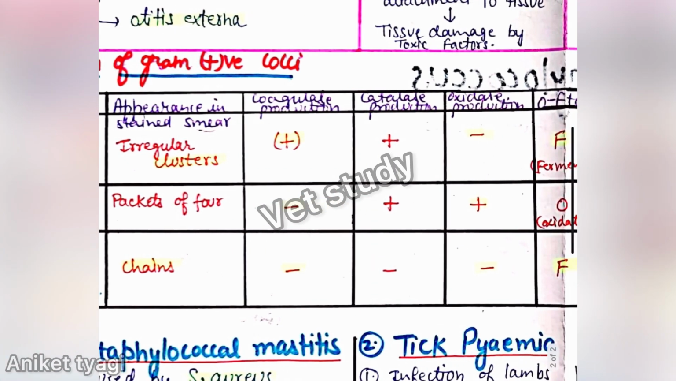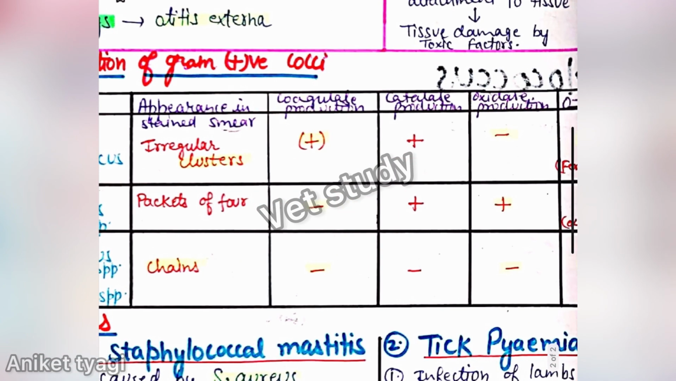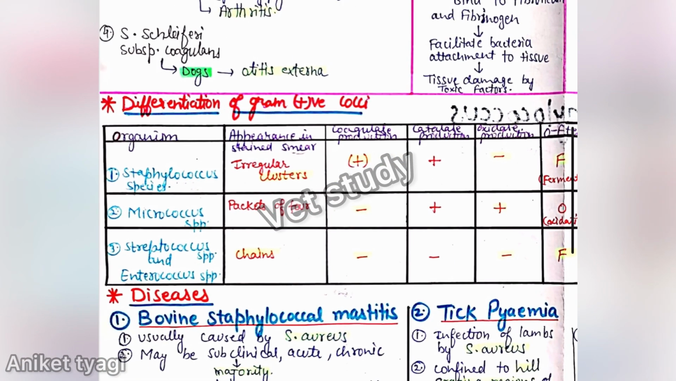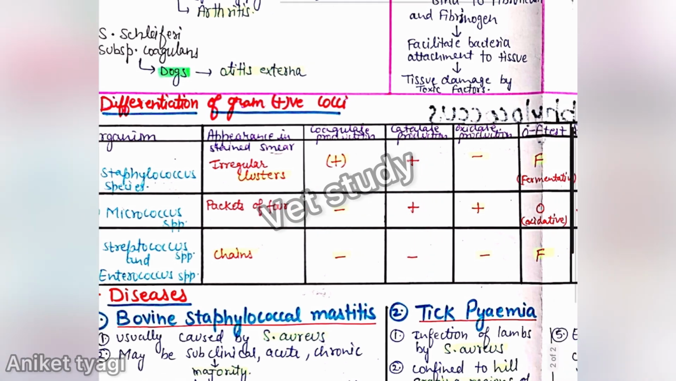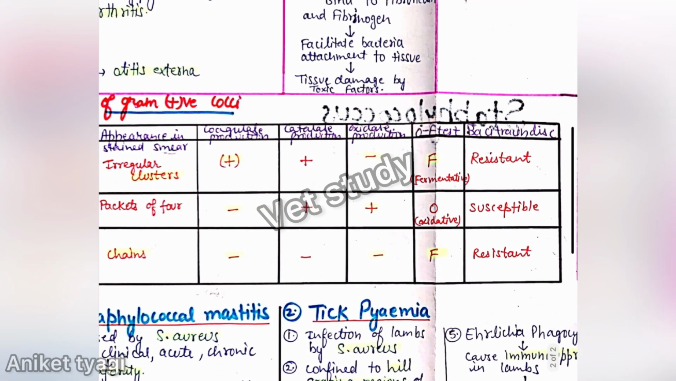If I talk about coagulase production, yes, Staphylococcus produces the coagulase enzyme, whereas Micrococcus and Streptococcus do not produce coagulase. This is a very important differentiating feature. After this, we have catalase production. Staphylococcus and Micrococcus produce catalase, whereas Streptococcus and Enterococcus do not. After this, we have oxidase production, and the O and F test. O refers to oxidative and F refers to fermentative. Basically, some of these are fermentative in nature, some are oxidative in nature, and some are also fermentative in nature.